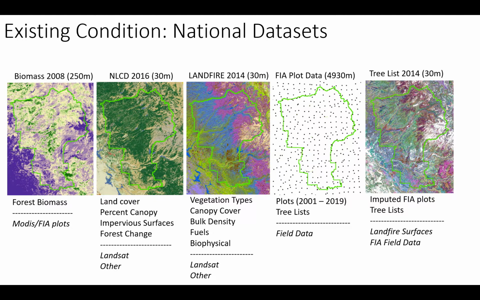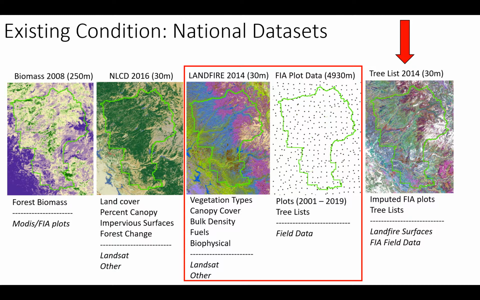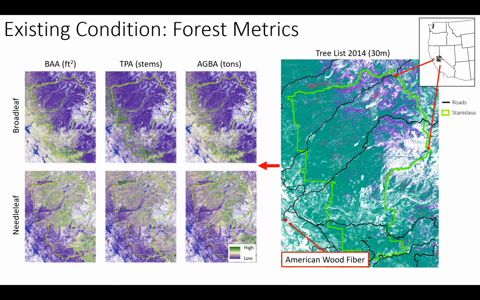And so what we're going to do for this first objective is combine some of our LANDFIRE data with our field plot data to come up with what's referred to as tree lists from imputed data sets, which will provide that plot specific information so we can make silvicultural treatments.